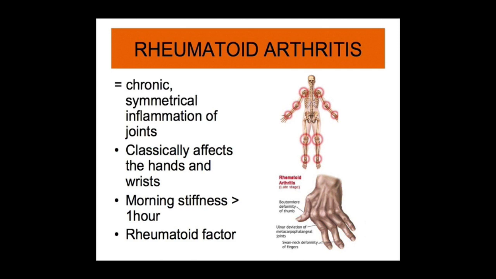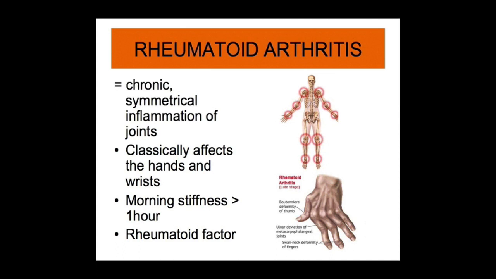The other characteristics found with rheumatoid arthritis is that compared to osteoarthritis, the morning stiffness generally lasts for more than an hour. If you think about this, because rheumatoid arthritis is an inflammatory condition, it's ongoing throughout the day, and therefore movement will not relieve the symptoms of rheumatoid arthritis. Hence, the stiffness lasts for more than an hour.